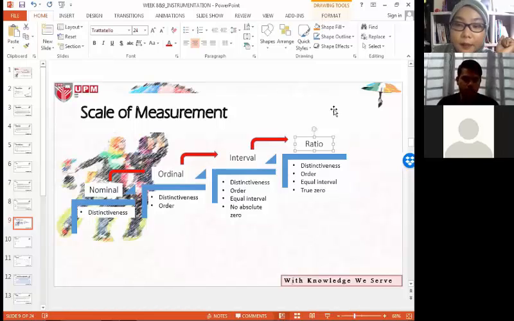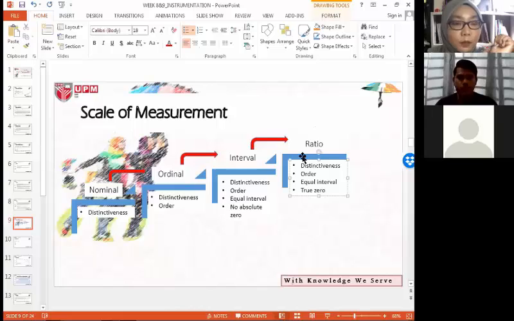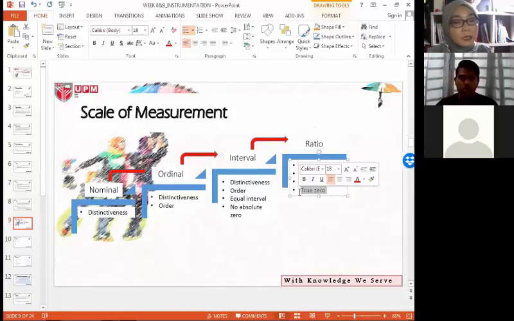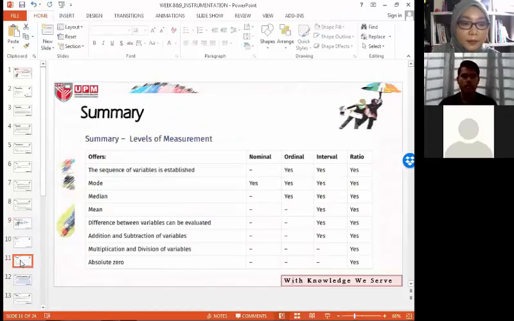Okay, with ratio, again we use numbering to differentiate between categories. Okay, and then the numbers that we use have order, they should be in ranking order, and then the interval between each number, each number that we use, has equal interval. And then the next attribute of ratio is that it has the attribute of true 0, absolute 0. 0 means 0. 0 means the absence of the attribute. Okay, understand the difference?